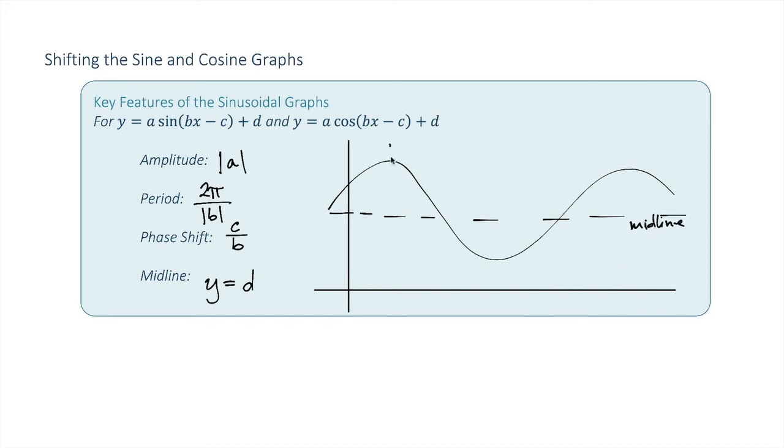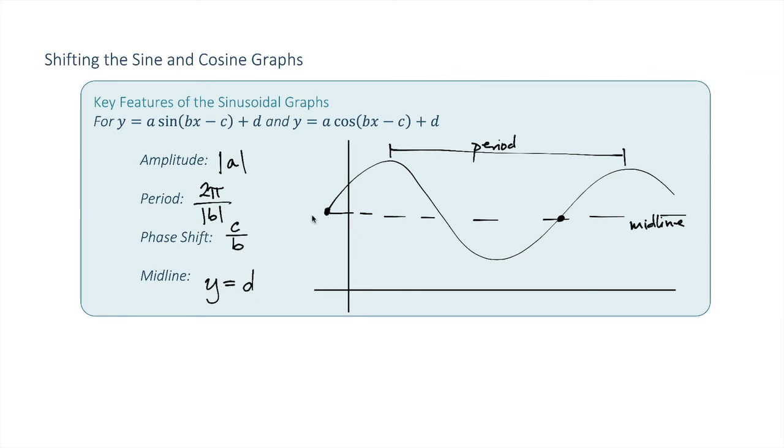The period is the distance from peak to peak. You could also think of it as the distance from a starting point here on the midline to when it comes back in that direction. Generally, sine we view as from a midline to midline point, and cosine we view as peak to peak.